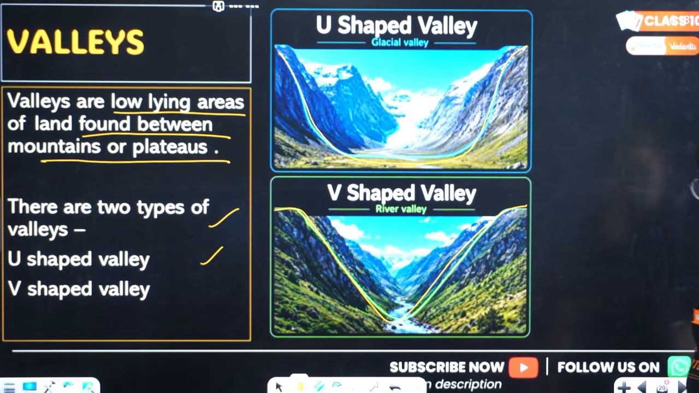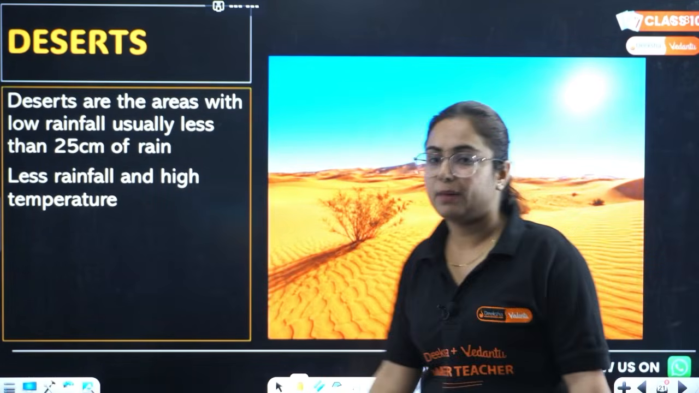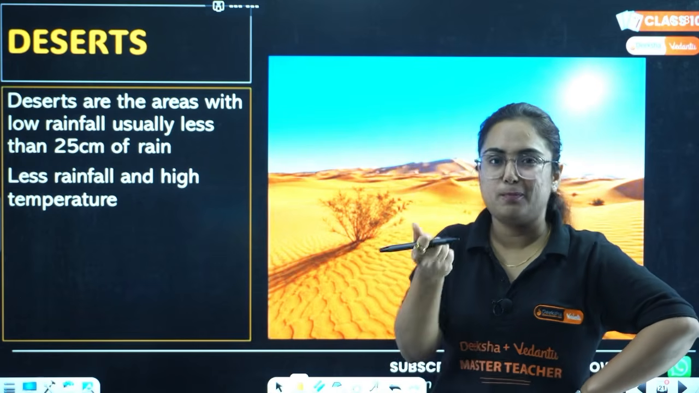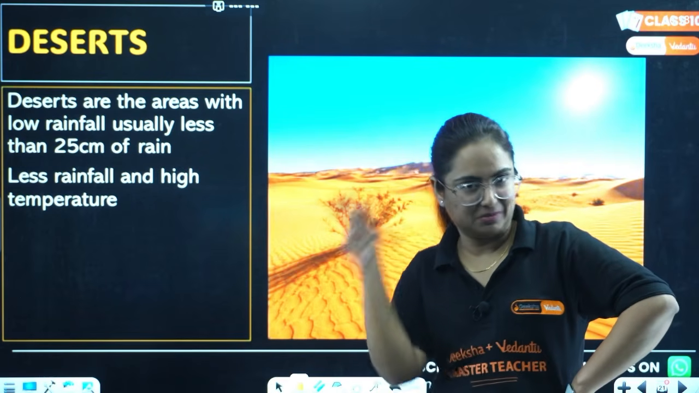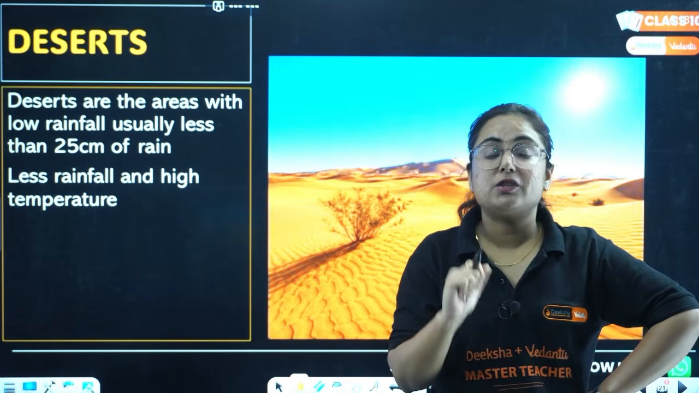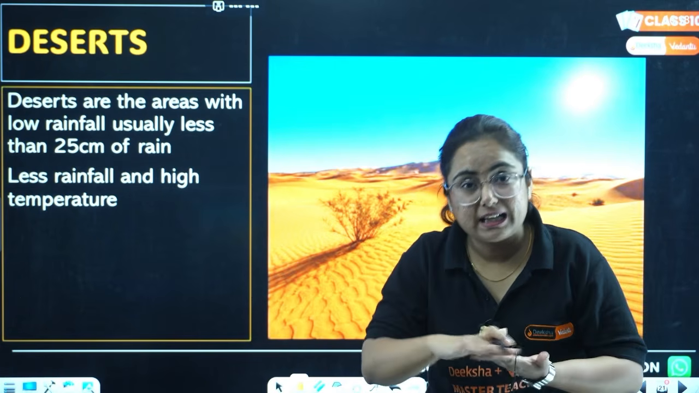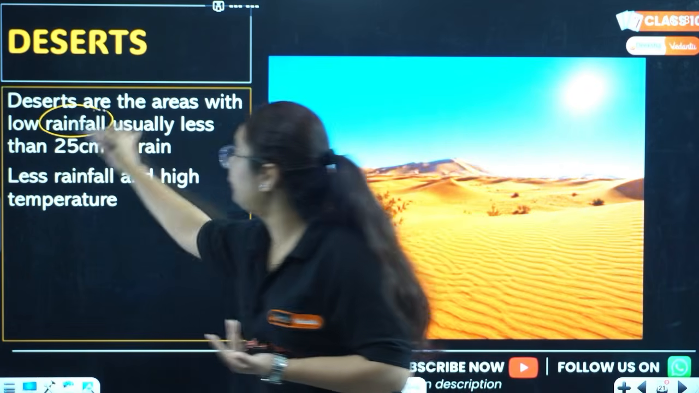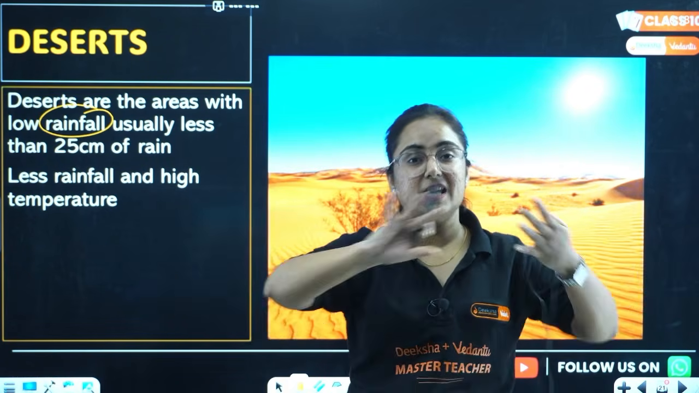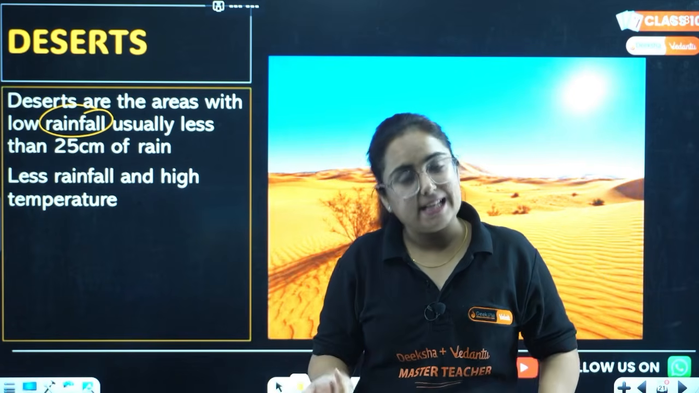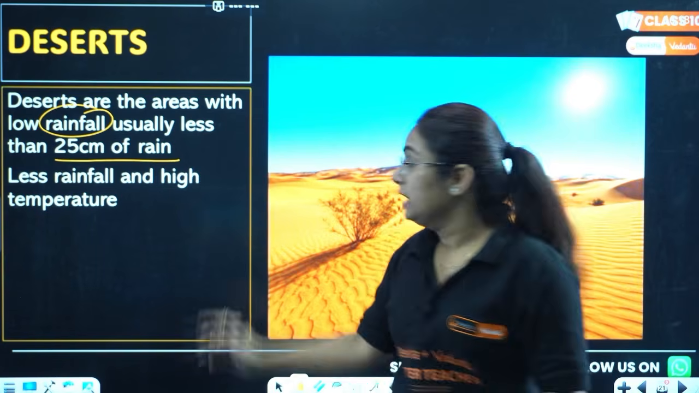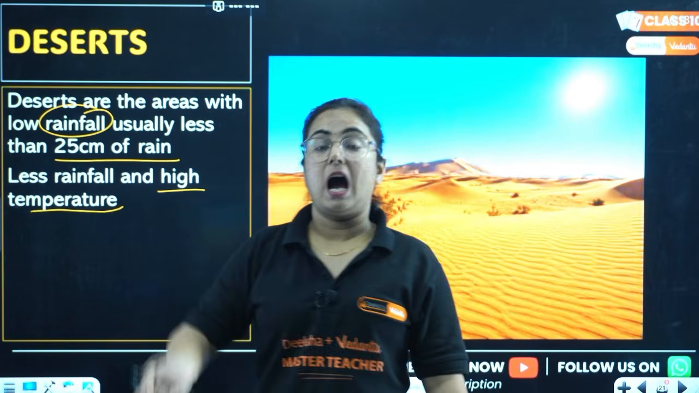Very good. Next is deserts. These are the areas where granular depositions of rocks are there. By grains I mean that. But what happened? Those sediments are so granular in nature because of the lack of what? Because of the lack of rainfall. All the process out there is same, but the rainfall is less in those regions, even less than 25 centimeter of rain. Here, high temperature, high evaporation, less rainfall.